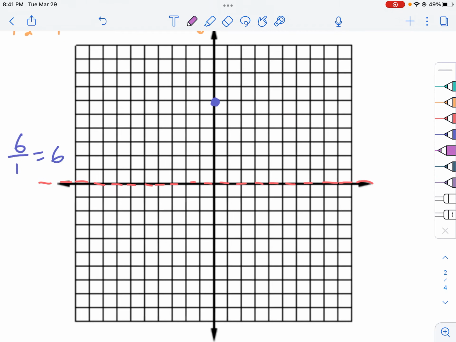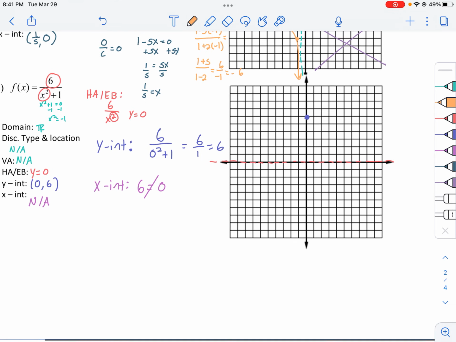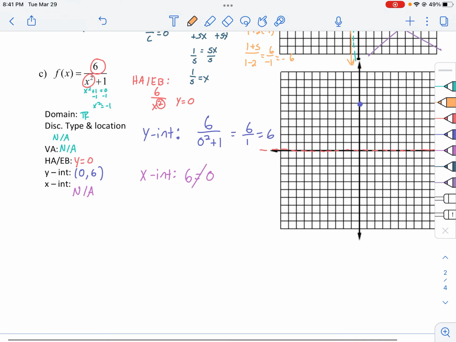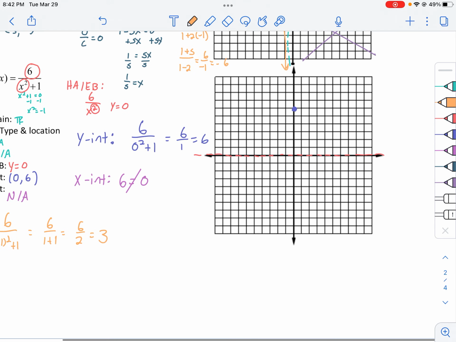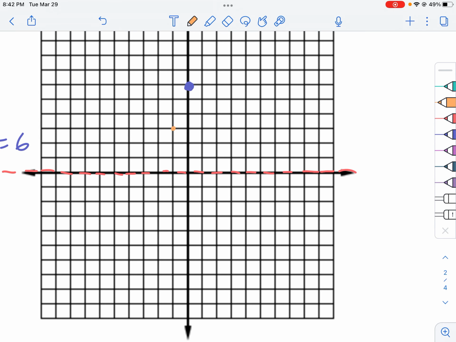Well, what in the world does this graph look like then, Mr. Heinlein? That is a great question. All we have is this 1 point up here at the y-intercept. So the best thing to do is to just start picking points to the left and to the right, to try to get an idea of what's happening here. So if I want to go to the left, I would say let's plug in negative 1. So we go 6 divided by negative 1 squared plus 1. That would give us 6 over 1 plus 1, which is 6 over 2, which gives us 3. So when we went negative 1, it came to 3.